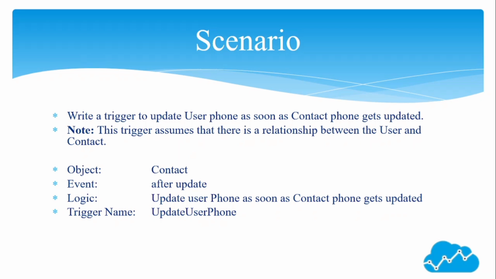And what will be the logic or condition in this trigger? That will be to update the user phone as soon as the contact phone is getting updated. Whenever the contact phone is getting modified, we have to update the user phone number. For the trigger name, here we are taking updateUserPhone. We have to take a trigger name relevant to the trigger. So let's do this.